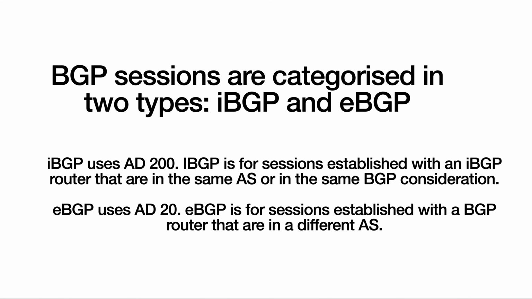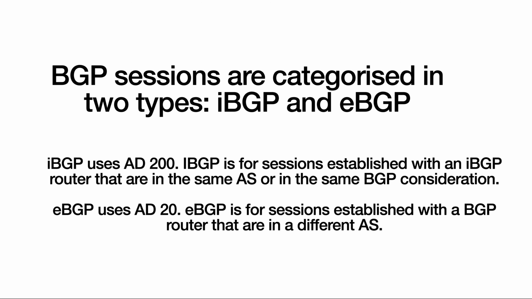So now I want to talk about iBGP and eBGP. iBGP uses an administrative distance. Administrative distance is basically like a trust metric value. It's how reliable that route is. The lower, the better. Now, an iBGP route will have an AD of 200, which is quite high on the spectrum. Higher means worse.